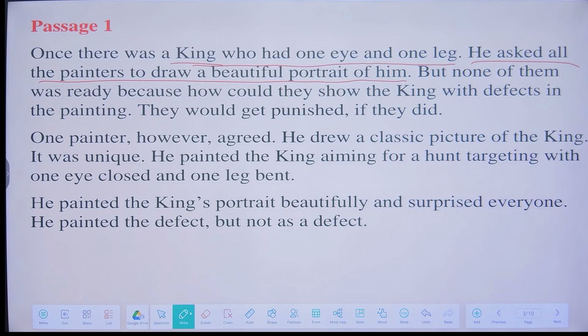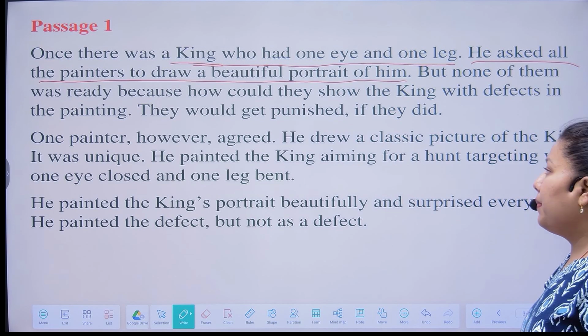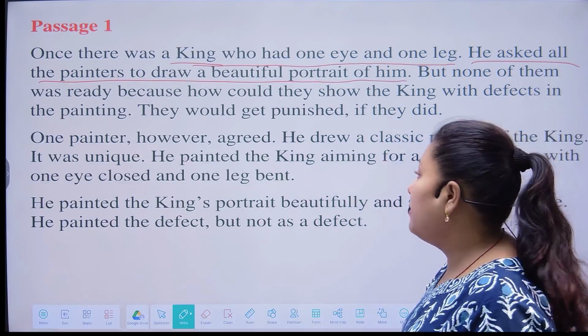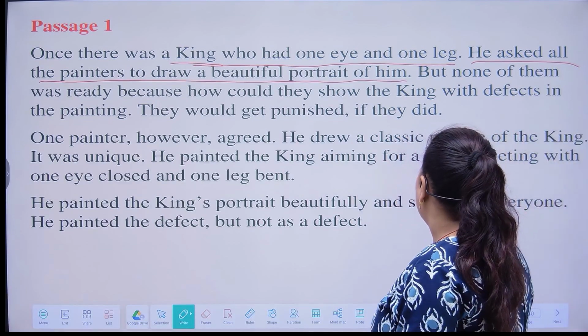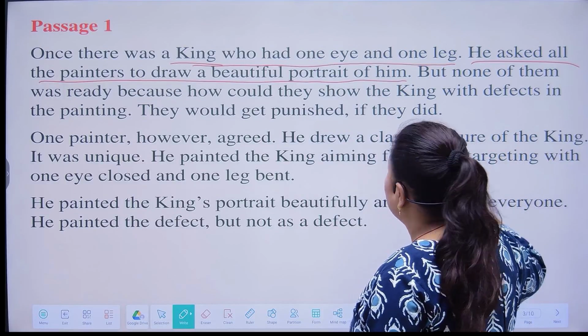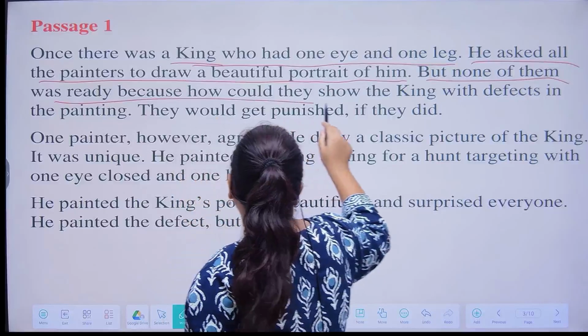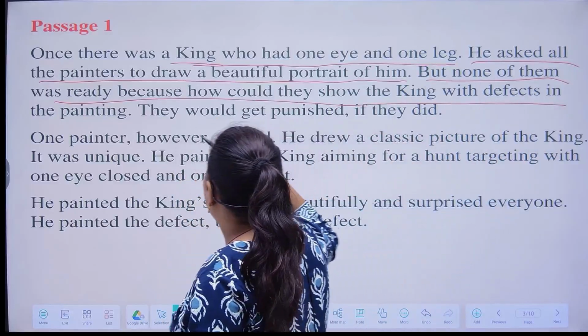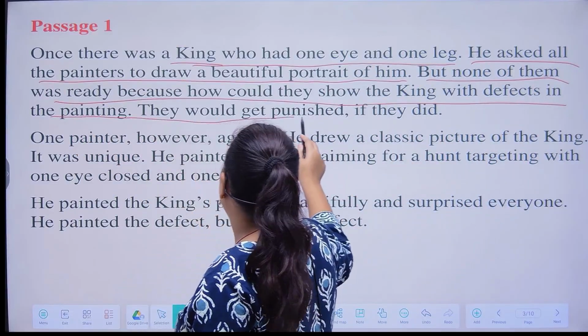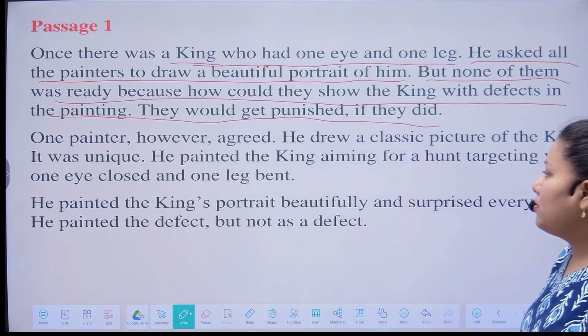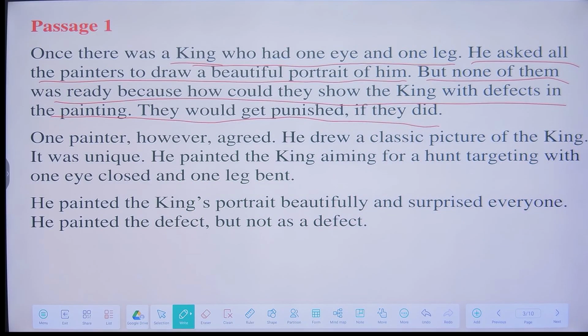Next, why were the painters afraid to paint the king? None of them was ready, because how could they show the king with defects in the painting? They would get punished if they did. That's why they were not ready to paint the king's portrait.